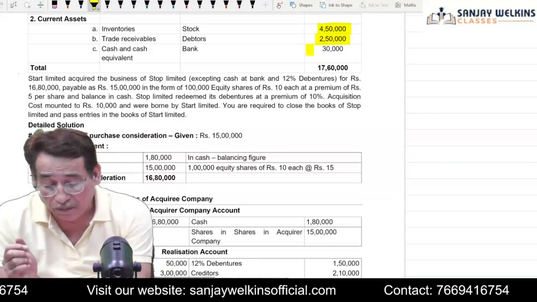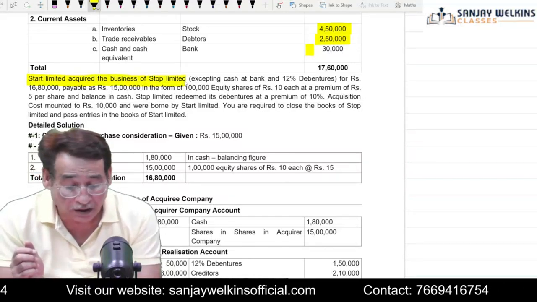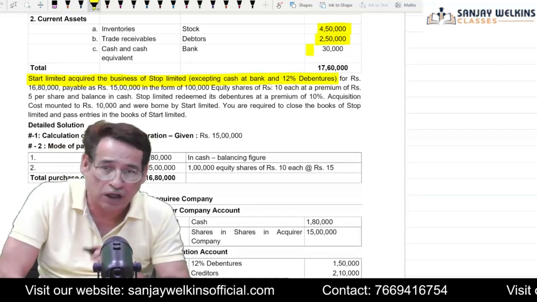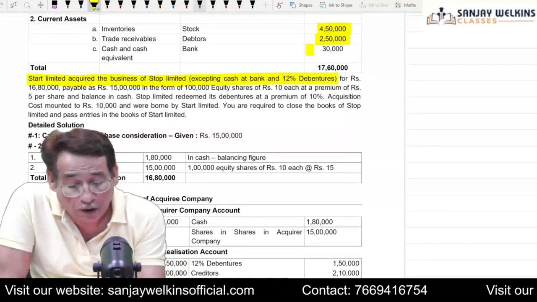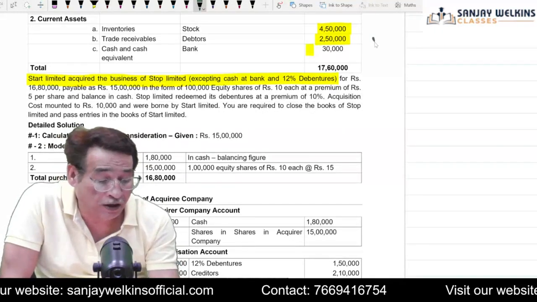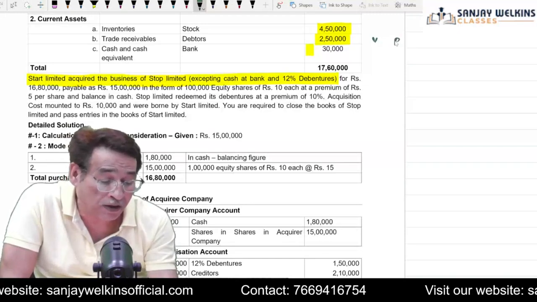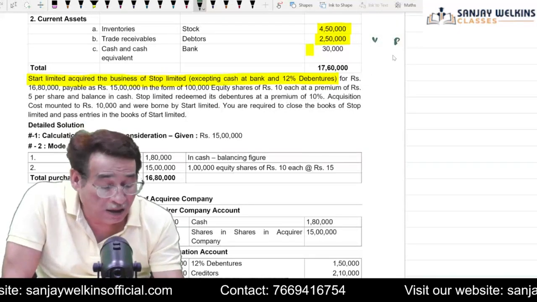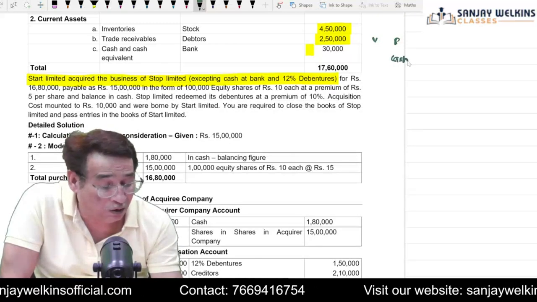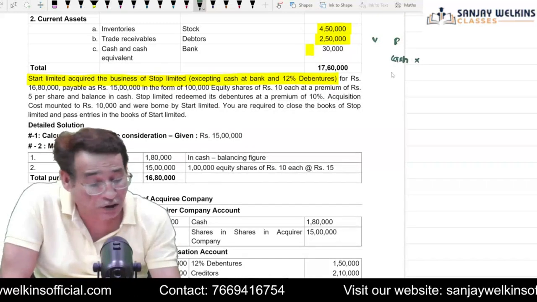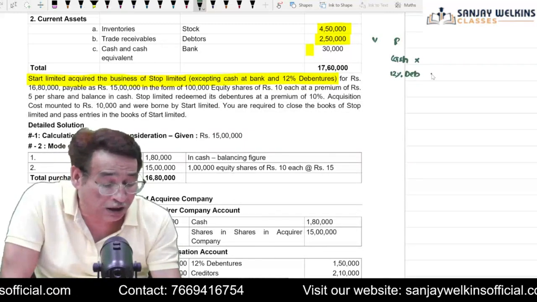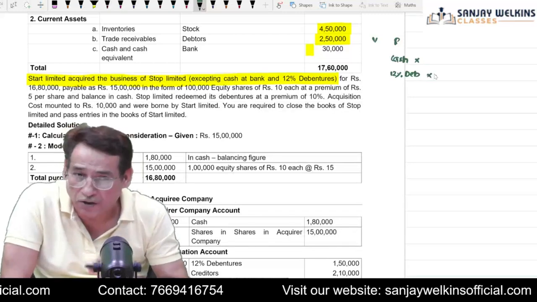Below it is written, Start Limited acquired the business of Stop Limited, except cash at bank and 12% debentures. The important point is that this time the purchasing company is Start Limited and the vendor company is Stop Limited. The purchasing company is not taking over cash. Also it is written that they are not taking over 12% debentures. Are you getting my point or not?